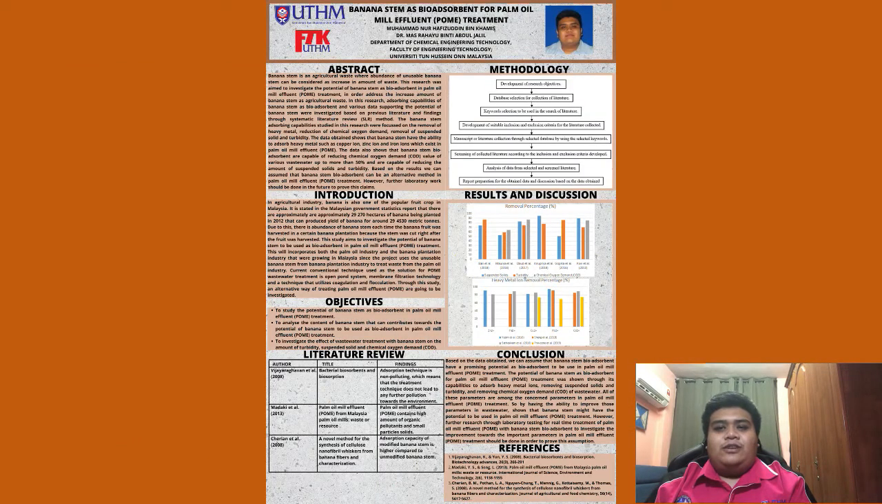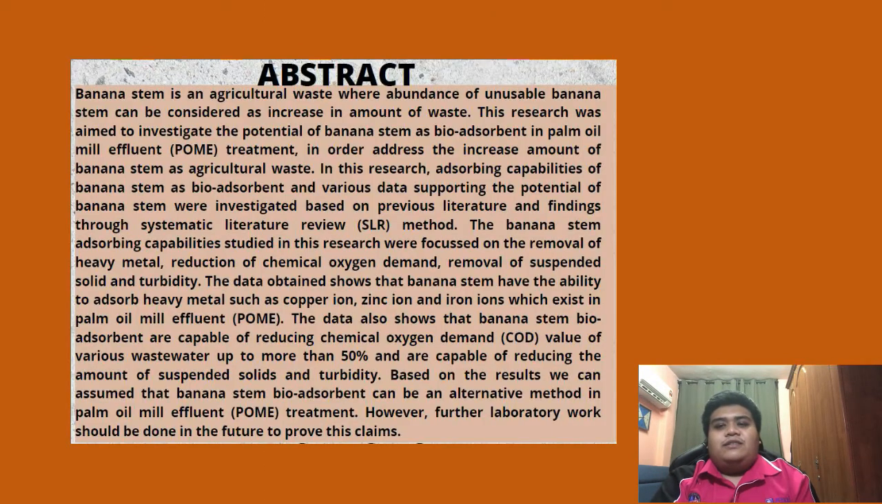Okay, so basically this is the overall view of my final year project poster, which I will explain in depth for each section. The sections included in this poster are abstract, introduction, objectives, literature review, methodology, results and discussion, conclusion, and the last one is references. Okay, so first I'll start with the abstract section.